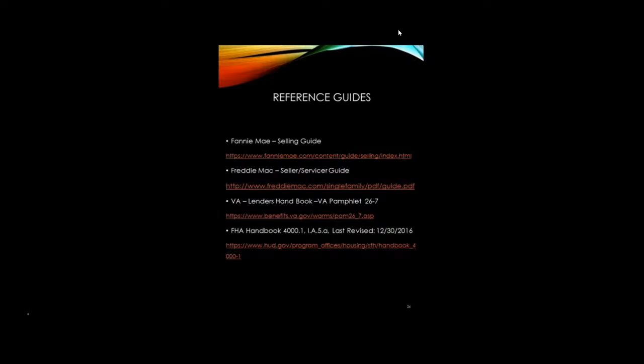All right, there are some reference guides. I put these here. You'll find the guidelines on these websites: Fannie Mae, Freddie Mac. I did VA if you guys want to learn about VA, and the FHA. Utilize these websites. Make sure you go there on a daily basis, on a weekly basis, because everything is changing. One guideline that's here today might change next week. So make sure your guidelines are up to date.